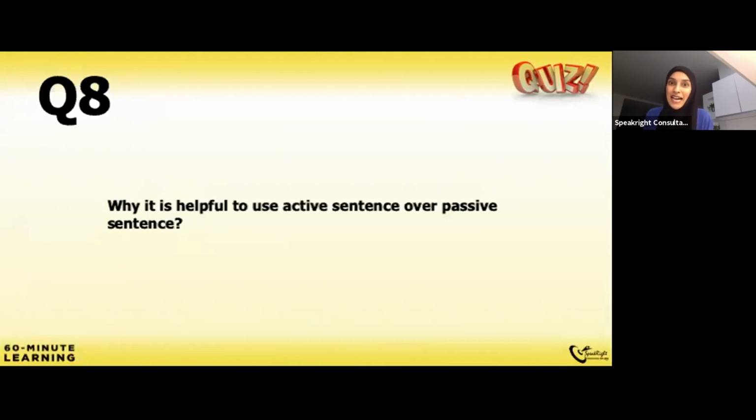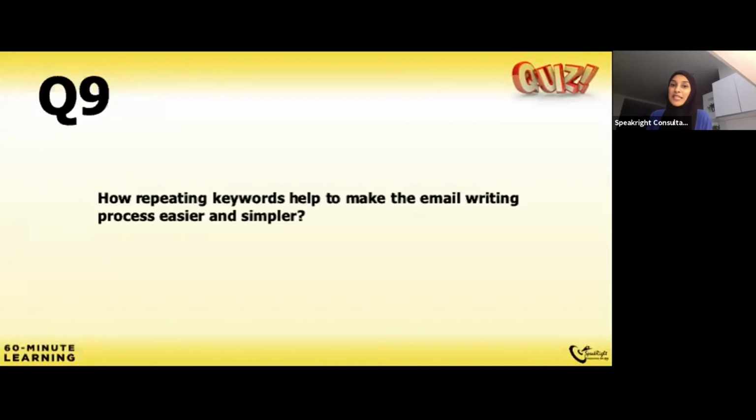Question number 8 done. Now, question number 9 is going to get a little bit more challenging. How does repeating keywords help to make the email writing process easier and simpler? I just need you to give 1 point. Okay, so Lin Lin says easier to recognize and connect. Any answer from PK? We just give a little bit more time for PK. Pass. Okay, Lin Lin, you got it right.